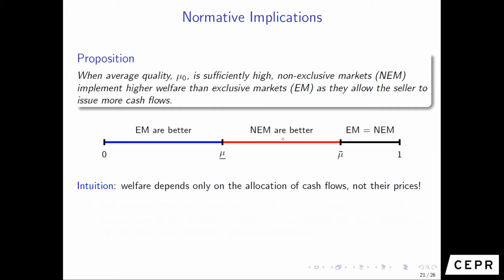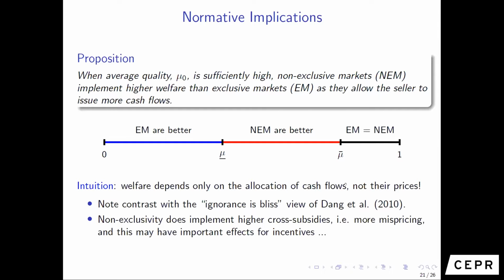And then when average quality is very, very high, in both markets everyone issues equity, there's no retention, so basically both markets are the same. I want to highlight here the contrast with the notion of ignorance is bliss of several papers, in particular Dang, Holmström and Gorton. This idea that usually in markets with adverse selection, if you have opacity, this is good because it generates trade. And in this setting, this is only true if average quality is sufficiently high. Okay, here, if average quality is very low, markets where there's no information and there's pooling actually implement less trade.